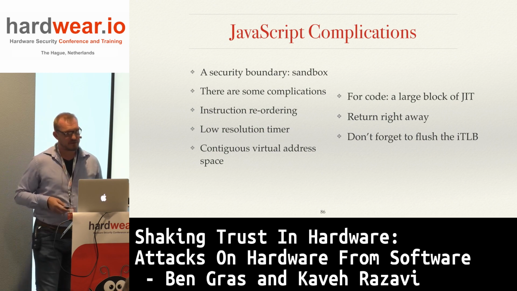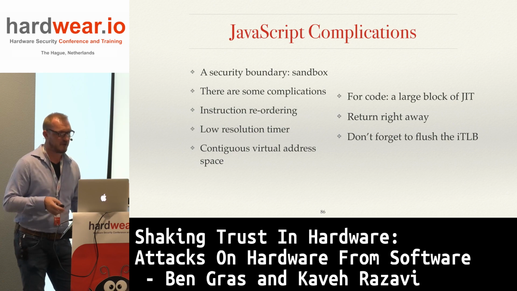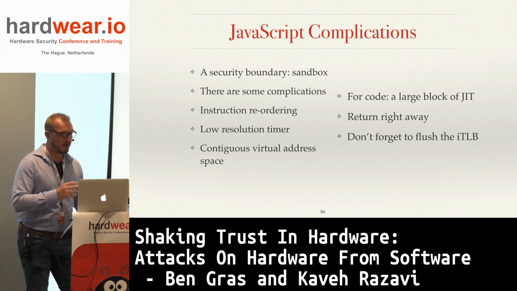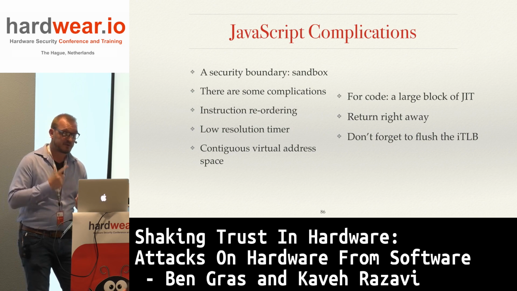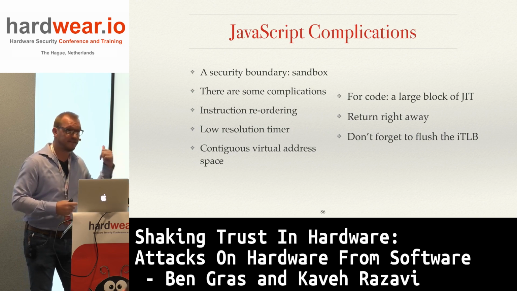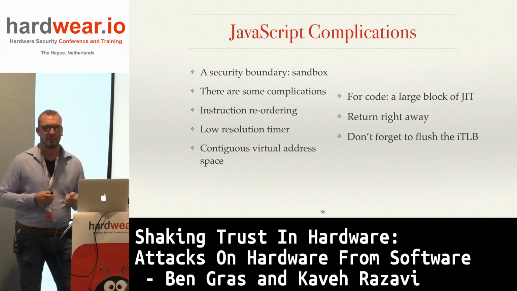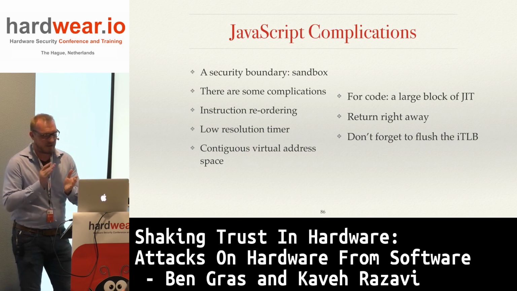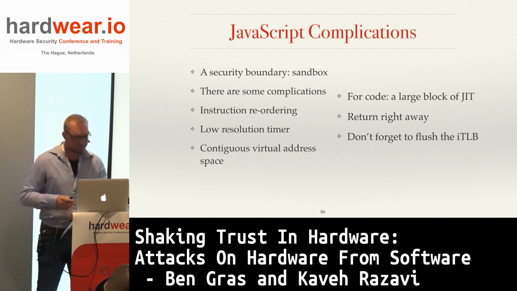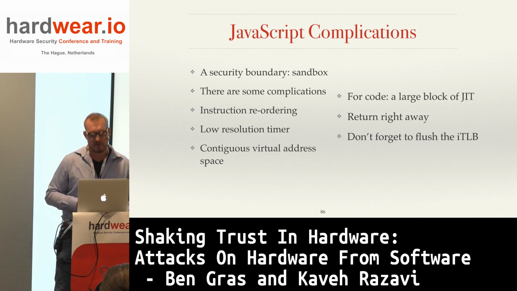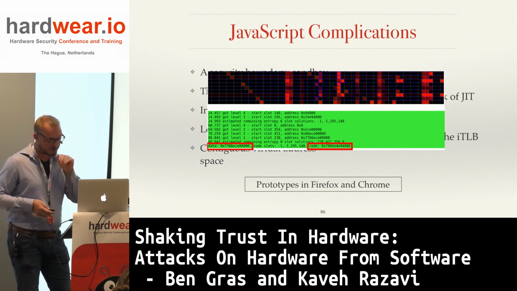Some complications, unfortunately, not enough time to talk about right now, but one of the things we had to do to make this work in JavaScript is find a way to do high resolution timing. That's not very easy in JavaScript. In fact, it was specifically made hard to avoid attacks like these, but we found a clever way around it in Kaveh. There are other things that make it trickier in JavaScript, like allocating a huge amount of memory. But the bottom line is we do have working proof of concepts in both Firefox and Chrome.